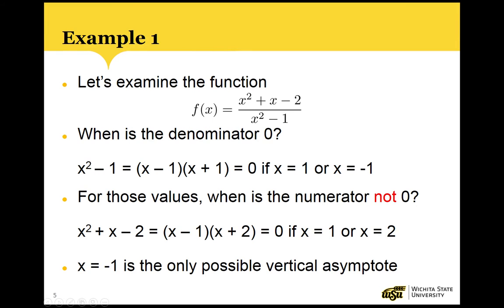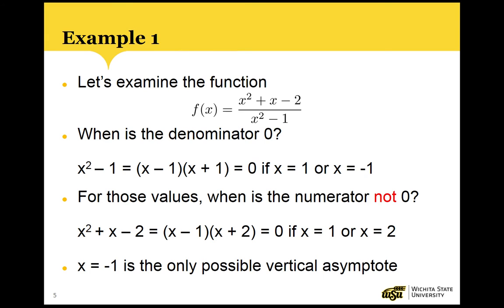Let's look at an example. The function f of x equals x squared plus x minus 2 divided by x squared minus 1. We would like to know when the denominator is equal to 0, because those values of x are the only possibilities for vertical asymptotes. By factoring x squared minus 1 into x minus 1 and x plus 1, we know that this is only 0 if x is equal to 1 or x is equal to negative 1.